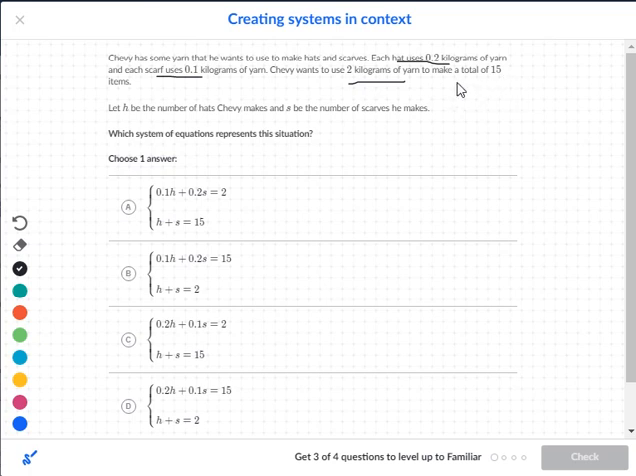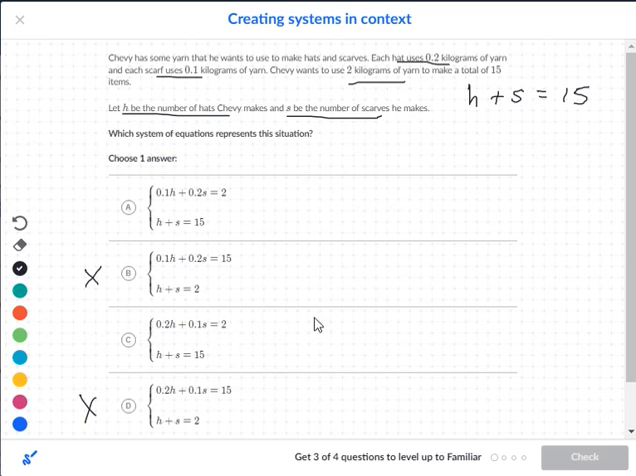So we have 15 total items, and this is made up of H for the hats and S for the scarves. So we have a total of 15 items. So basically what we're looking for is H plus S. So this one is not H plus S and this is not H plus S. So it's one of these two here.